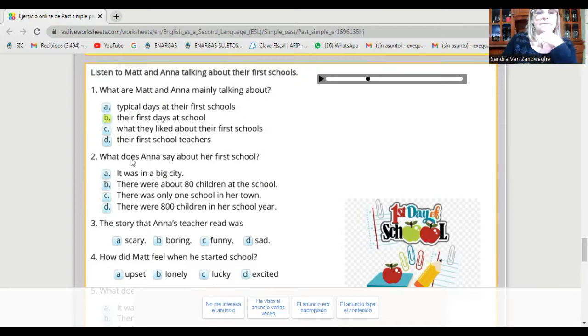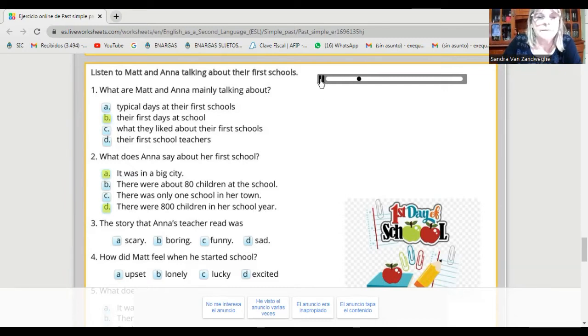So, a ver, si dice, what does Anna say about her first school? No dice que, acá no dice que la escuela es grande, sino que it was in a big city, ¿ok? Pero, yo acá, ¿se pueden marcar las dos? Vamos a ver, porque también esta información la da, ¿sí? Entonces, esta es la única, yo ya hice el listening antes, era en la que yo tenía, porque las dos informaciones son correctas, presten atención. Vamos a ver si acepta las dos después.